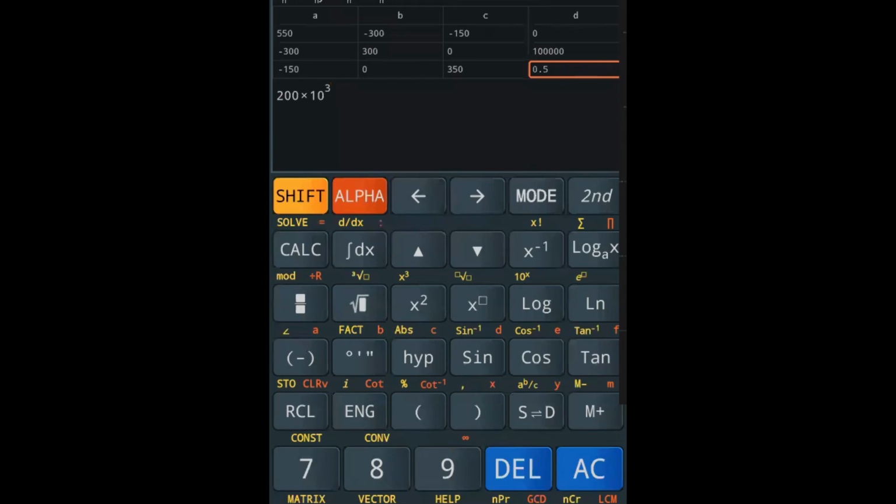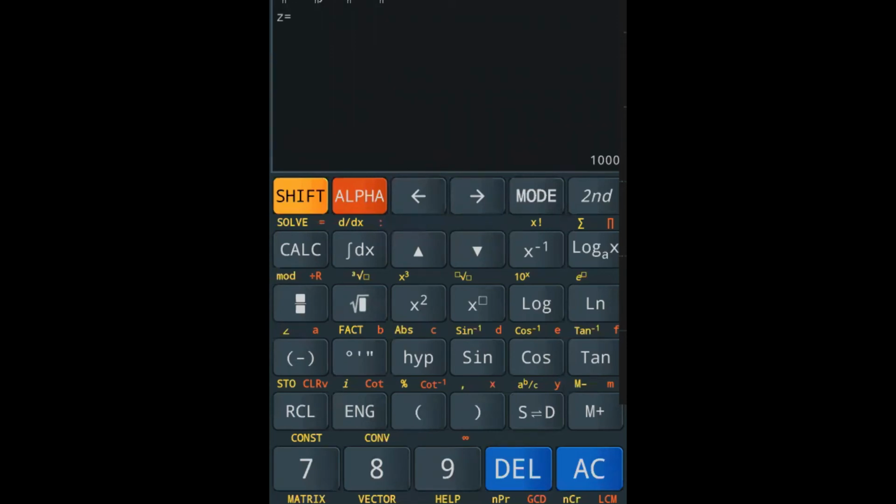Let me know what answer you are getting. U2, U3, U4. See, U2 I am getting as 1000 mm. U3 I am getting as 1333.33 mm. Next, U4 I am getting as 1000. Right? So these are the values of U2, U3, and U4.